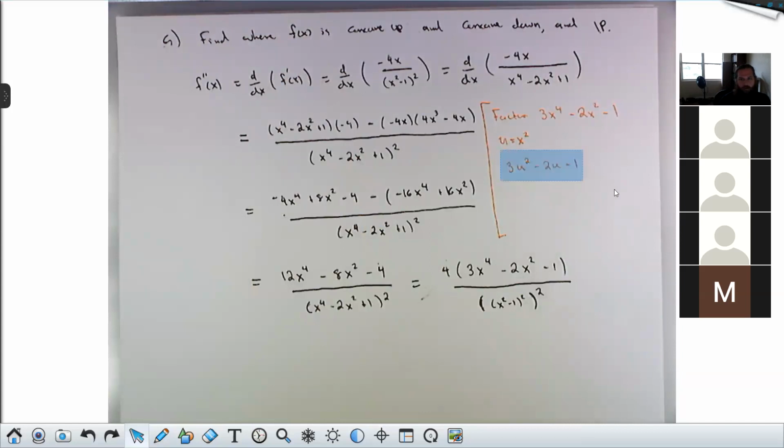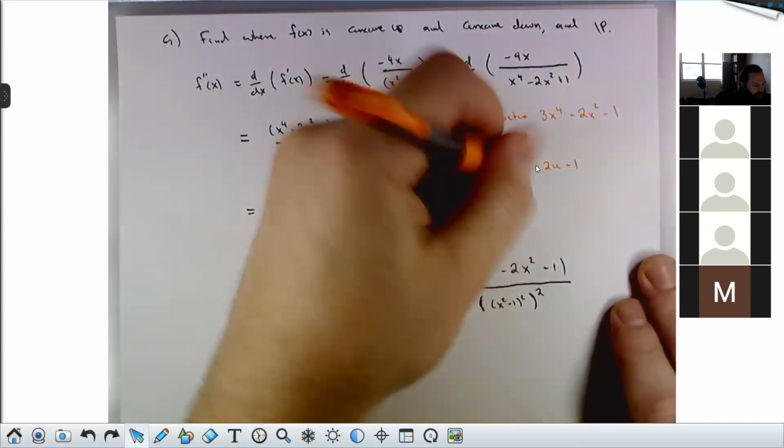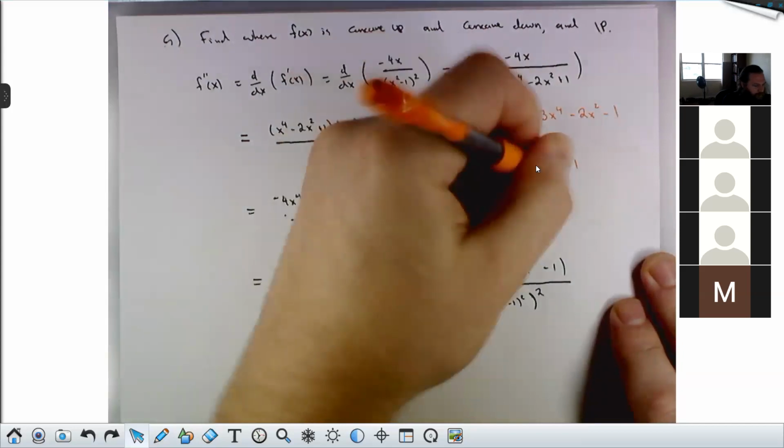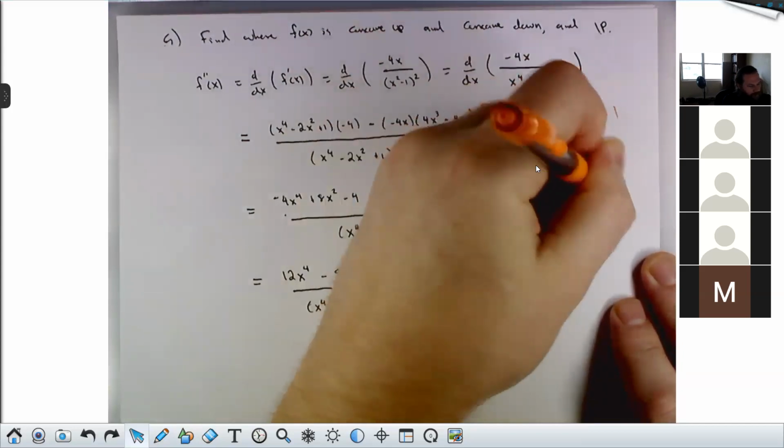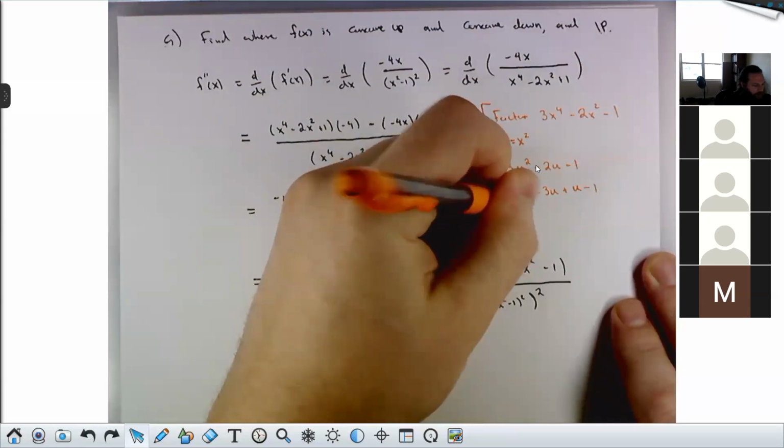So if I use the AC method on this, I multiply A and C. That's 3 times negative 1, that's negative 3. I need two numbers that multiply to negative 3 and add up to negative 2. Those are negative 3 and positive 1. So I write this as 3u squared minus 3u plus 1u minus 1. And then I can factor by grouping.